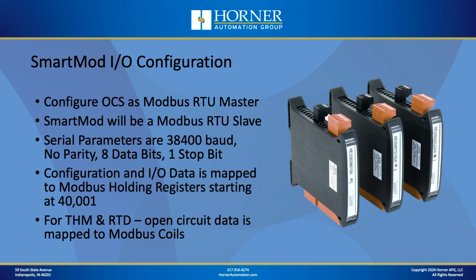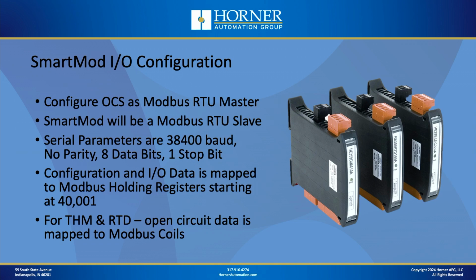Now, let's talk about configuration. Let's start with the fact that SmartMod modules are RTU slaves, which means you're going to configure the OCS as a Modbus RTU master. I would absolutely recommend you use the default serial parameters. They're going to work extremely well and be plenty fast enough for most analog applications. And those default parameters are 38400 baud, no parity, 8 data bits, 1 stop bit.